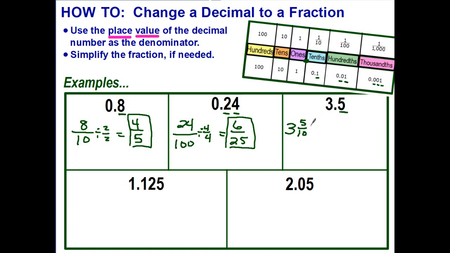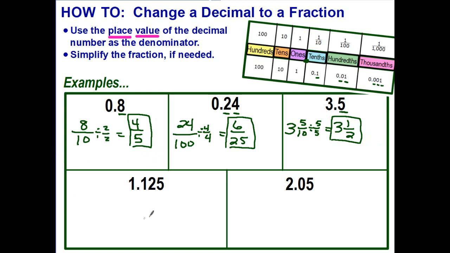Now we simplify. I recognize that 5 is a factor of 10, so I'm going to divide both by 5. 5 divided by 5 is 1, 10 divided by 5 is 2, and don't forget your whole number. So our mixed number would be 3 1/2. 3 and 5 tenths is equivalent to 3.5.